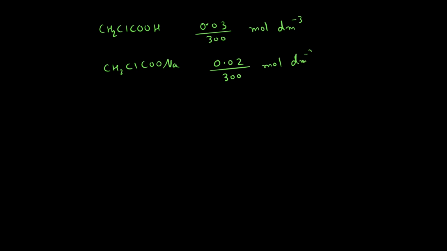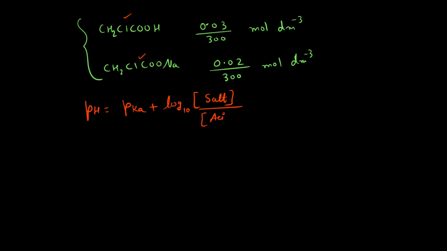Now this will form a buffer solution because this is a weak acid. This is a weak acid and its salt. This is a salt with a strong base. So now we know that the pH of a buffer is given by pH equals pKa plus log to the base 10 of the concentration of salt over the concentration of weak acid. This is the Henderson-Hasselbalch equation.